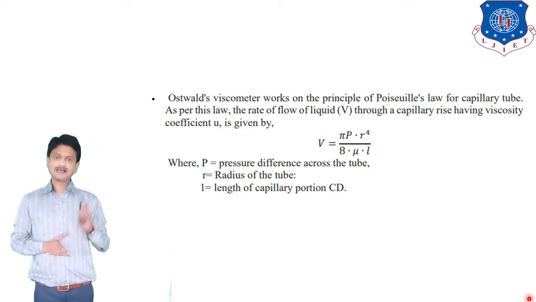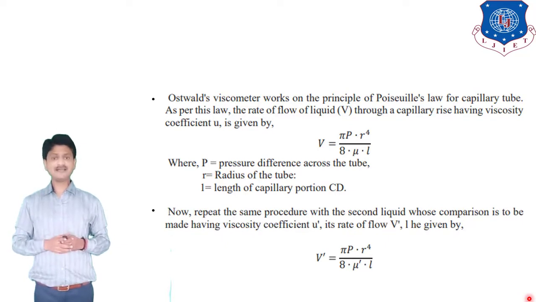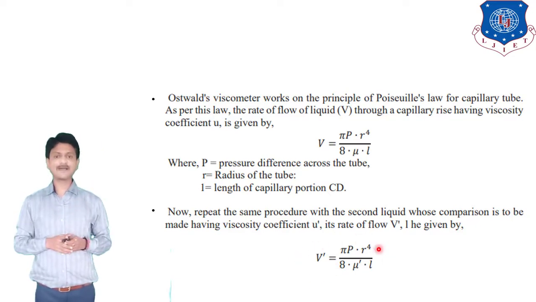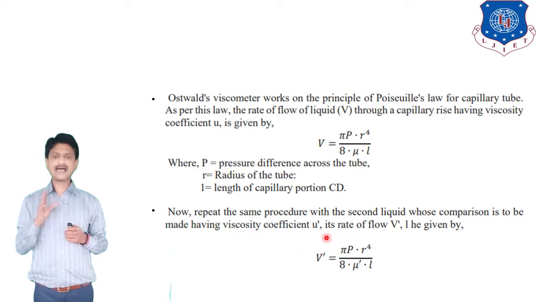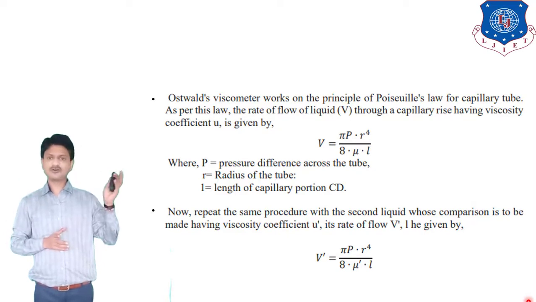So now, repeat the same procedure with the second liquid whose comparison is to be made, having viscosity coefficient mu dash. And its rate of flow is capital V dash, and it is also given by capital V dash equals pi into P r raised to 4 upon 8 mu dash into L. So here we have two equations of the rate of flow of liquid. One is of V and second is of V dash.